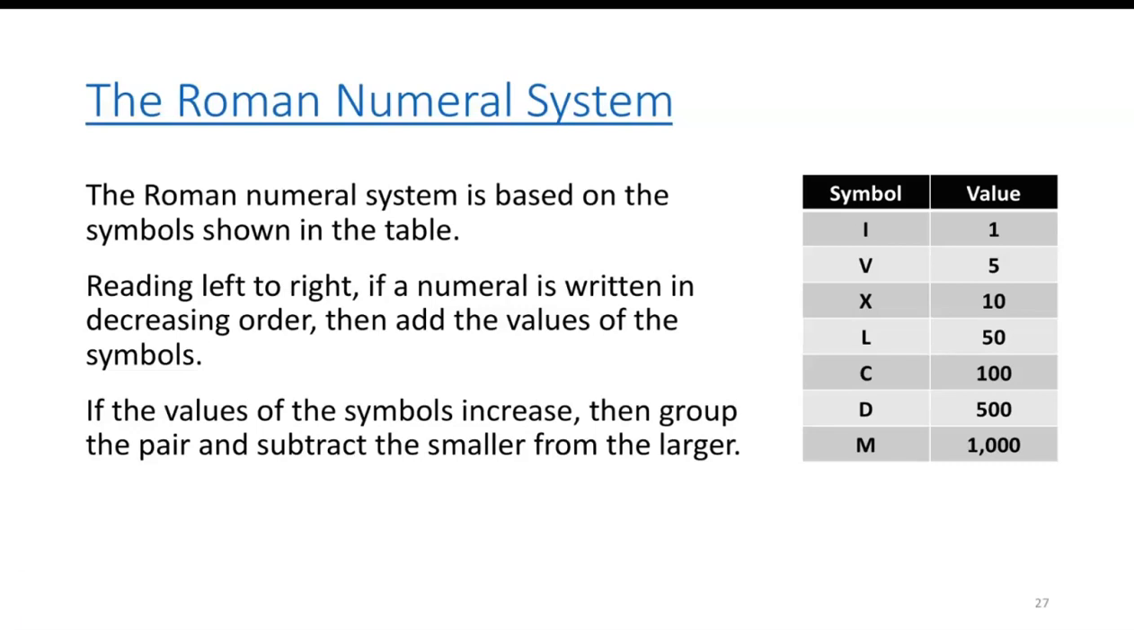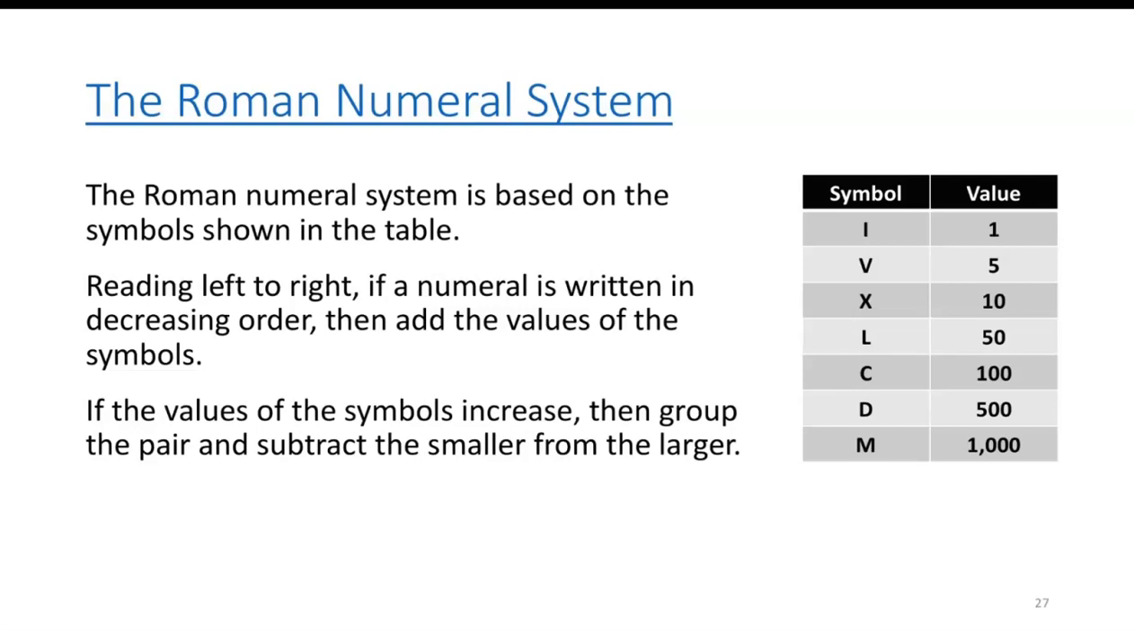The Roman numeral system is based on the symbols you see in the table on the right, where the symbol I is 1, V is 5, X is 10, L is 50, C is 100, D is 500, and M is 1000. And we'll stop at that point.